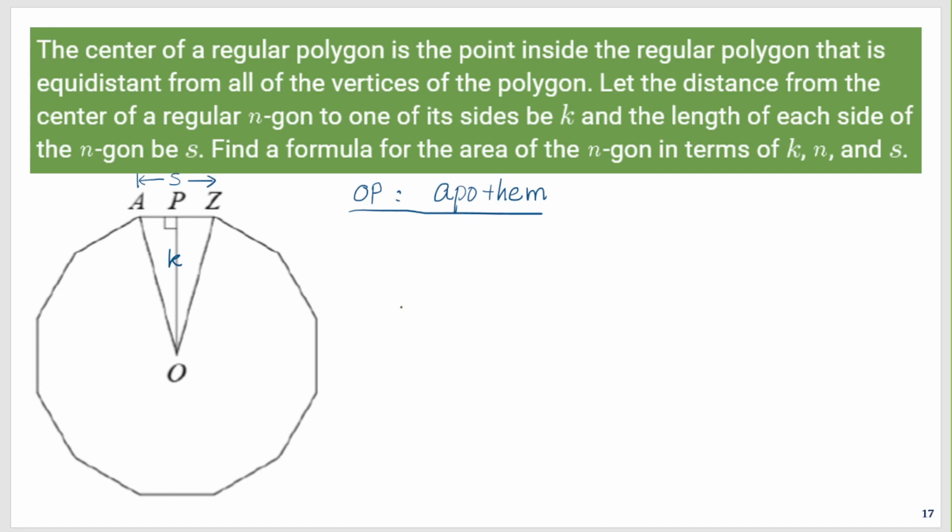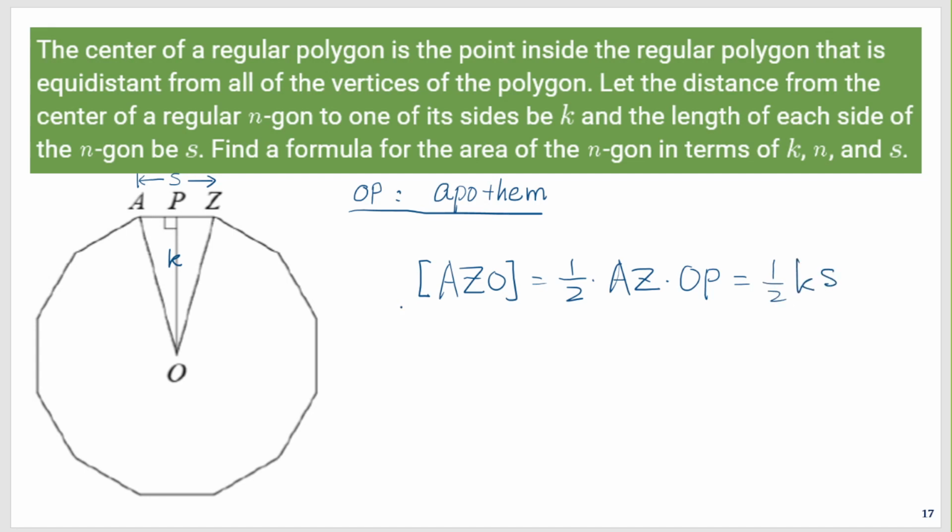Okay, so we can cut the regular polygon into n triangles here by connecting the center to every vertex, right? One such triangle is OAZ, which is shown here. The altitude to side AZ of this triangle is the distance from O to the side of the polygon. And we know this distance is k here, right? So the area of triangle AZO is 1/2 of the length of AZ and the length of OP, right? Which is 1/2 of ks.